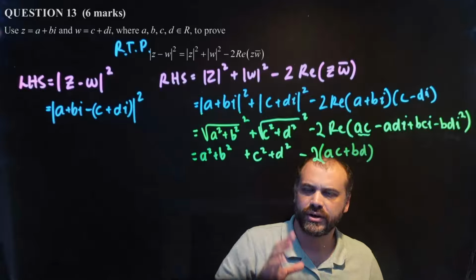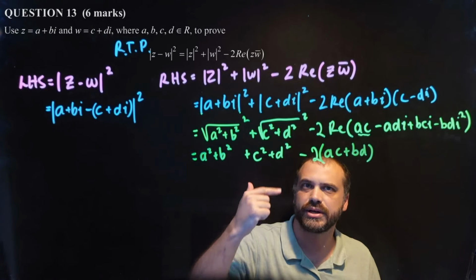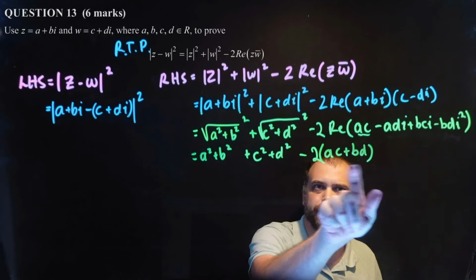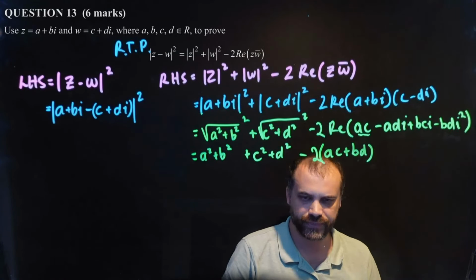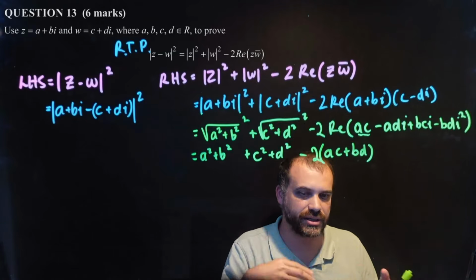Okay. Is there much more I can do here? I have an a squared, I have a b squared, I have a c squared, I have a d squared, and then I have this bit of stuff going on here. I don't know. Maybe I should expand that and be like negative 2ac, negative 2bd.